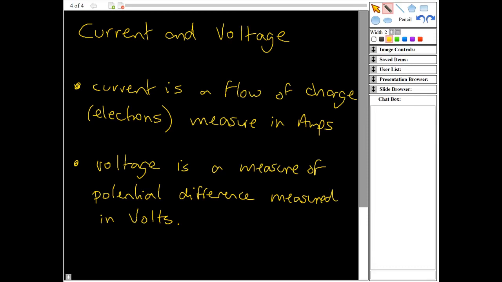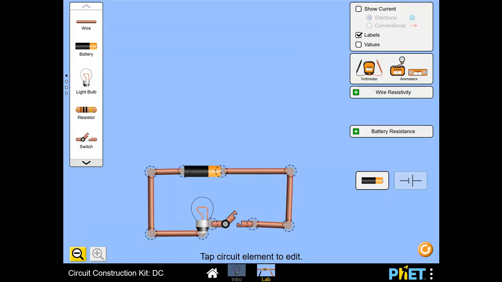So I'm going to use some of the circuit constructor kits from PhET to demonstrate how this works. So you can get this from PhET. If you search for PhET, which is P-H-E-T, and then Circuit Construction Kit, you'll be able to find this, which is an excellent way of making circuits. So I'm going to explain to you a little bit how this works.